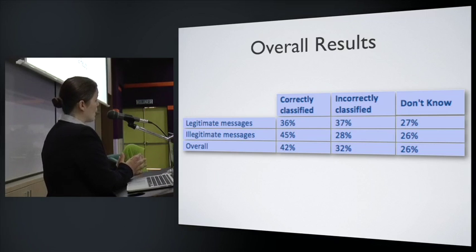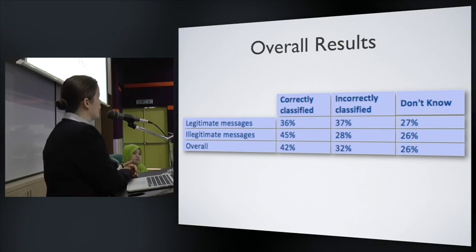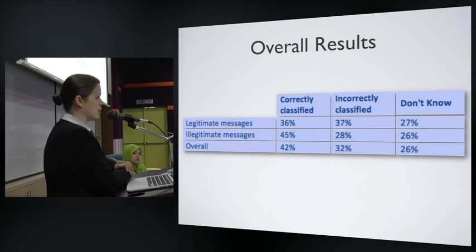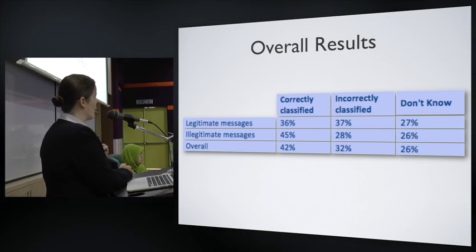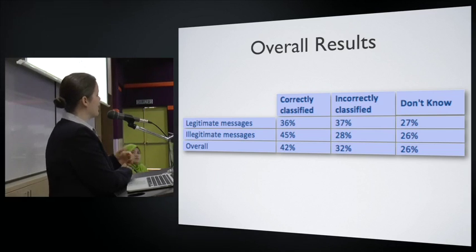And also, what we saw was that users were more likely to identify a message as illegitimate rather than legitimate. So they were more likely to press the button of false rather than true.